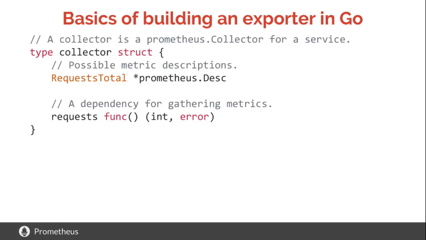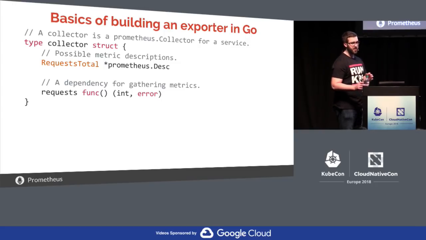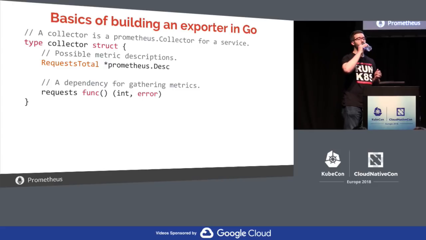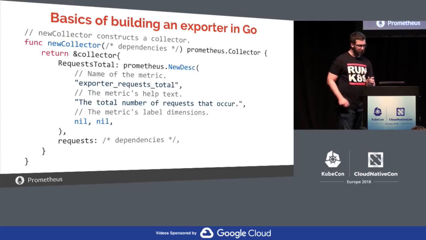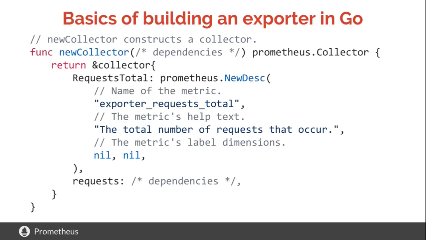And also, we're going to explicitly pass a function dependency here so that we can swap this out for testing. But this function is going to return an integer, that is the number of requests that have occurred, and an error if anything goes wrong. Okay, so let's create our collector. We have this constructor here. We explicitly pass our dependencies, which makes things much easier to test, such as our request function, so we can swap it out. And also, this is where we actually create the meat of our metrics.